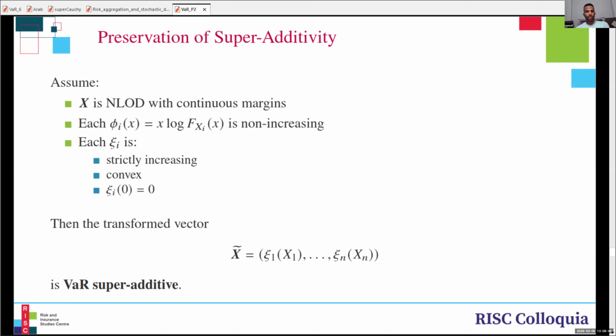Okay, finally, what if we start with X that is already superadditive? Specifically, if it's negative simplex dependent, where each phi is non-increasing, so it's SD, and this one is NSD, that means it's superadditive. If we take transformations of our original random vector which are strictly increasing, convex, and centered at zero, then the transformed random vector is also VaR superadditive. So VaR superadditivity is invariant under strictly increasing convex transformations of the margins.